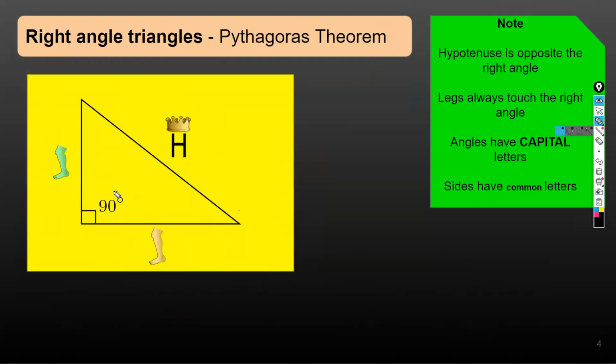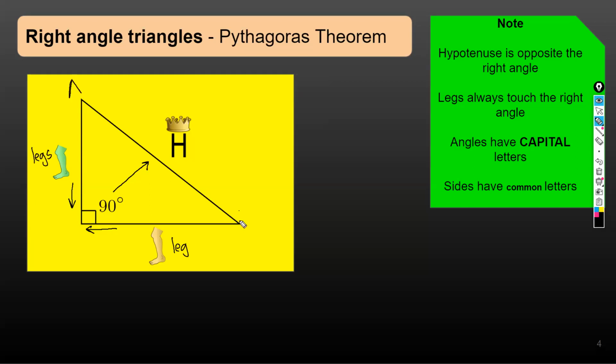In a right angle triangle, the side opposite the 90 degrees is your hypotenuse. Your hypotenuse is always the longest side of the right angle triangle and will always be opposite the 90 degrees. The other two sides, which actually make physical contact with the 90 degrees, are called legs.